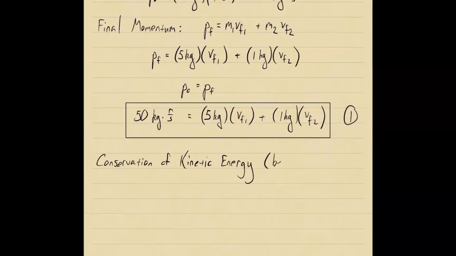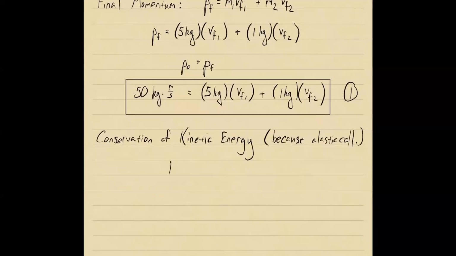Right, because this is an elastic collision. In general, kinetic energy is not conserved, but because we're dealing with an elastic collision, it will be in this case. So this says that the initial kinetic energy of our system is equal to the final kinetic energy, right? So the kinetic energy before a collision should be equal to the kinetic energy of our system after the collision.